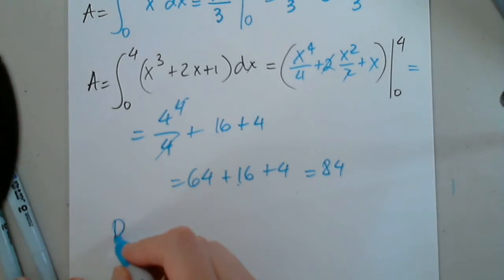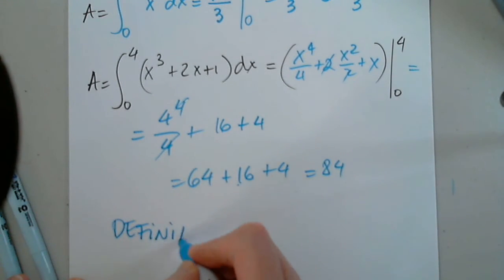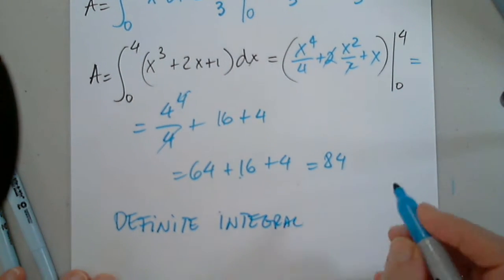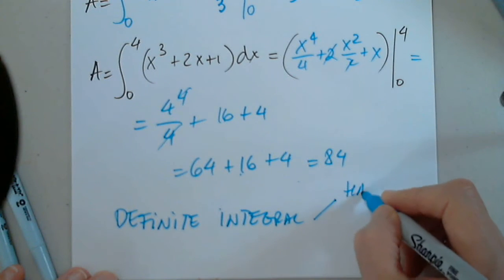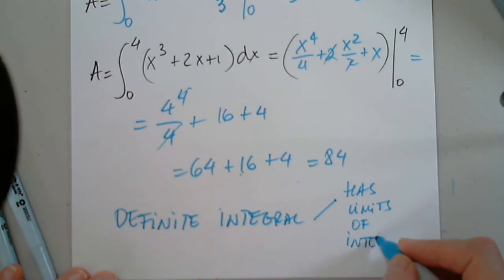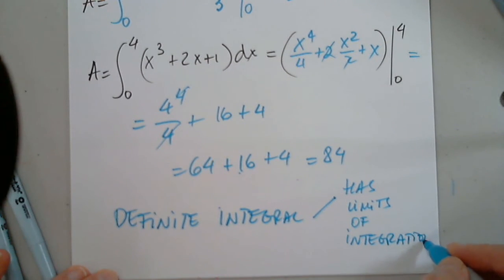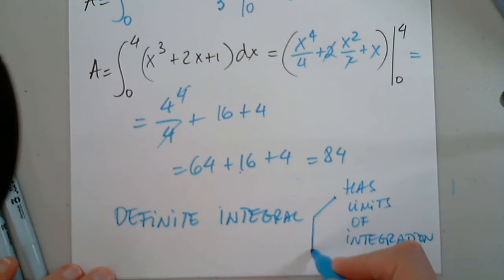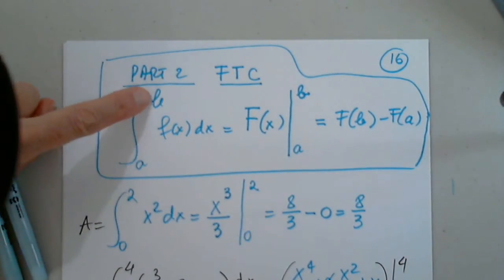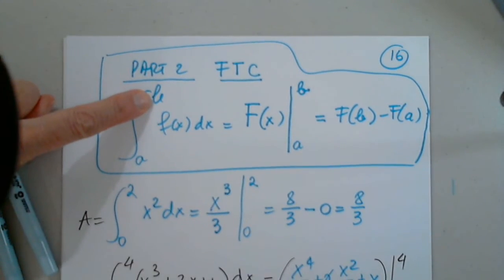Why is it called definite? So first of all, a definite integral, number one, has limits of integration. And number two, it is always a number. Always. It has limits of integration, the lower limit and the upper limit.